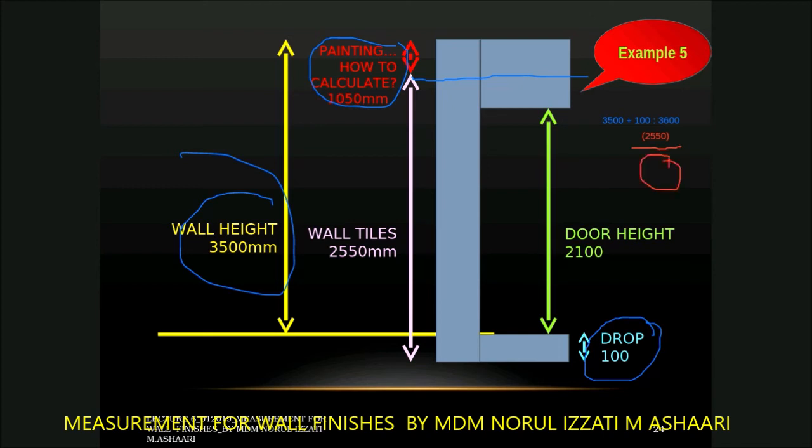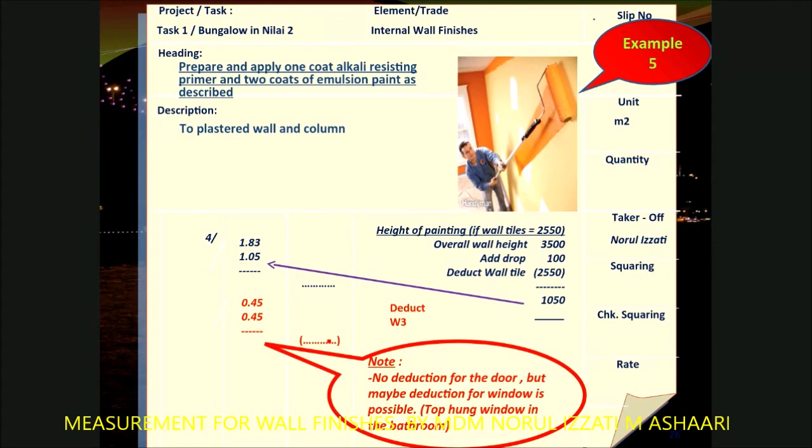Let's say I put here as A. So that will be the height of painting and the height of your plaster. Plaster and painting, wall tiles and screed. That is the category. Okay, look at this example. This is another example for the painting. Overall wall height is 3,500. We add in the drop before we deduct the wall tiles. So what is the balance of the height that you will get? 1050.